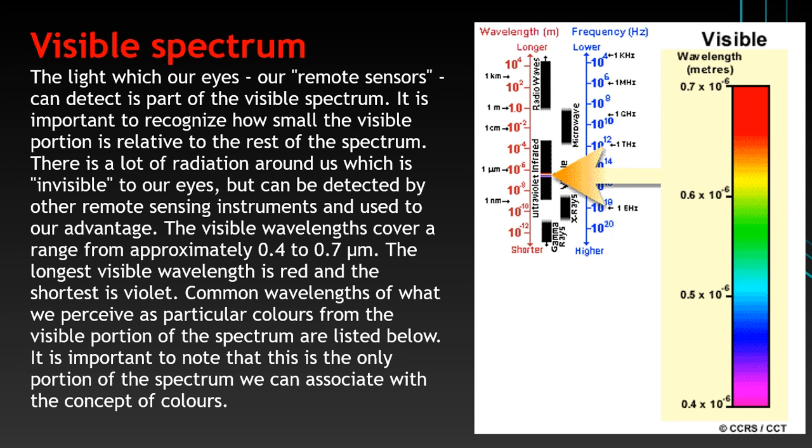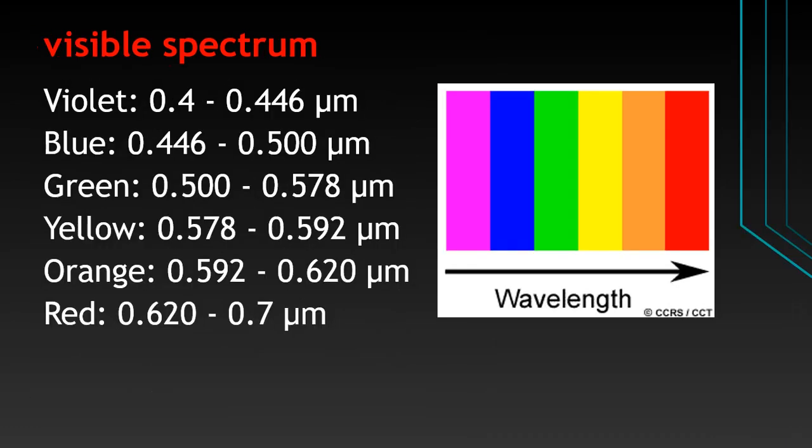The visible wavelengths cover a range from approximately 0.4 to 0.7 micrometers. The longest visible wavelength is red and the shortest is violet. Common wavelengths of what we perceive as particular colors from the visible portion of the spectrum are listed below. It is important to note that this is the only portion of the spectrum we can associate with the concept of colors. Violet, 0.4 to 0.446 micrometer.